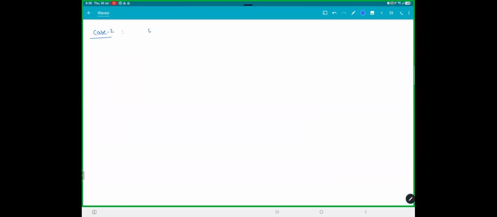Case 2: waves are oscillating in different planes. What do you mean by different planes? Think of it like this. If you have a string, I can make it go up and down, or I can make it go left and right also, isn't it? You can take a string and do up and down, or you can do left and right. You can send waves in different planes.